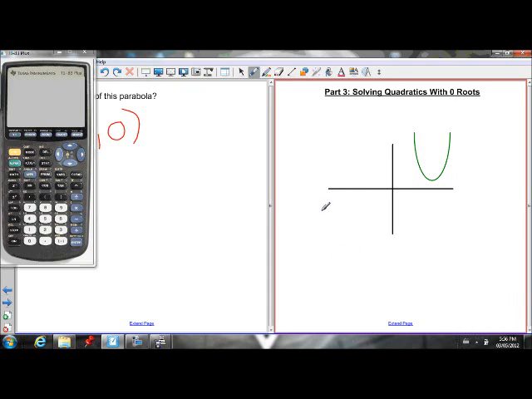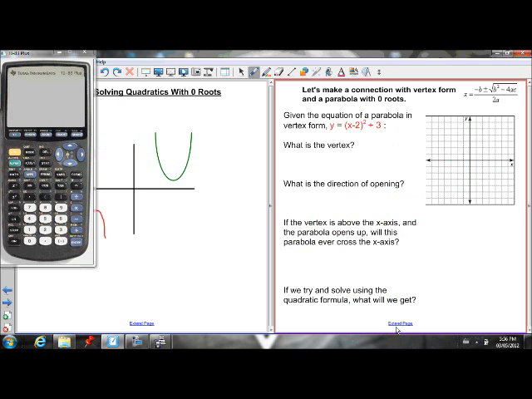Now let's look at quadratics, the third scenario where we have no roots. The quadratic never goes through the x-axis. It's either above and opens up, or it's below and opens down. So let's make a connection to vertex form first.